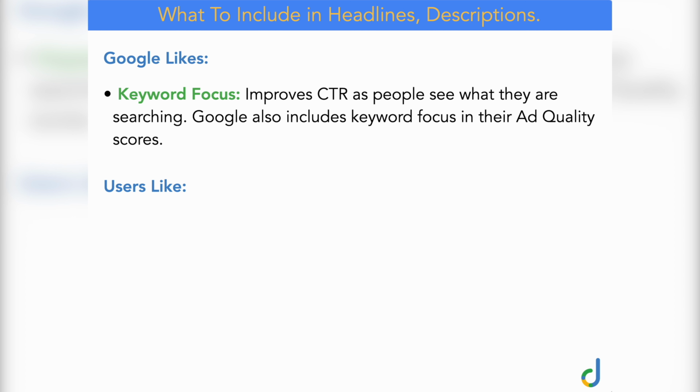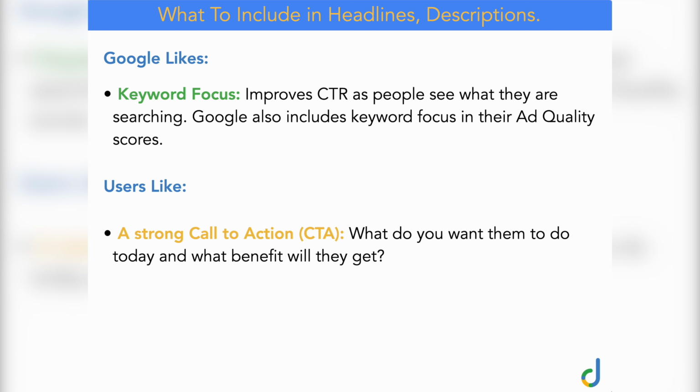And this is why you need to balance it out and not only write your ads for something that Google likes, but you need to also write your ads in a way that you know that users are going to like your ad and respond to your ad. And the two key elements that you need to include for users is a strong call to action. And by this, we want to be really clear. What do you want them to do today? If you want them to give you a call, make that very clear on your ad. If you want them to book online, make that very clear on your ad.